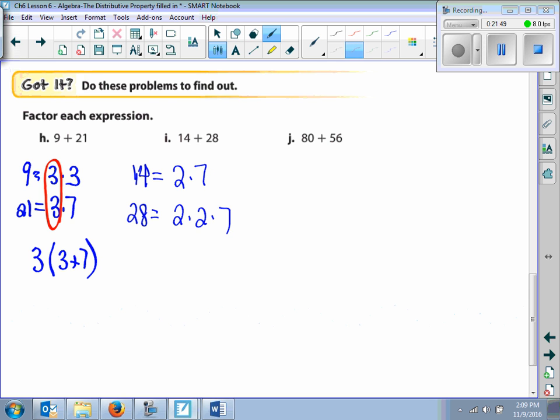Now we want to see what they have in common. So here they've got a 2 and a 7. So what is the GCF that I'm going to be factoring out to put on the outside of the parentheses? 2 times 7, which is 14. So that's 2 times 7. That's the GCF. That's going to go on the outside of the parentheses. So that's going to be 14.